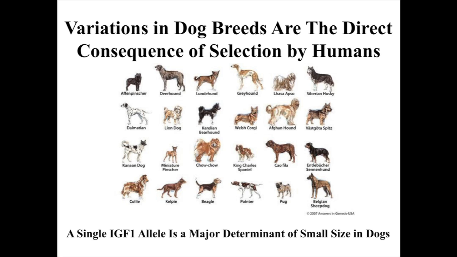You know, and they're relatively bright, as dogs are selected for, but they didn't exist in the wild, and they wouldn't have existed without human intervention. So the variation in dog breeds that we see are a direct consequence of selection by humans. There are over 400 different purebred varieties of dogs. All of these derive from a wolf ancestor.